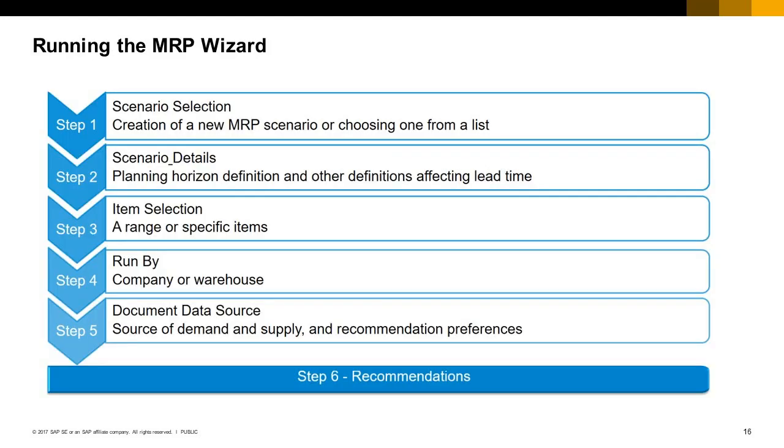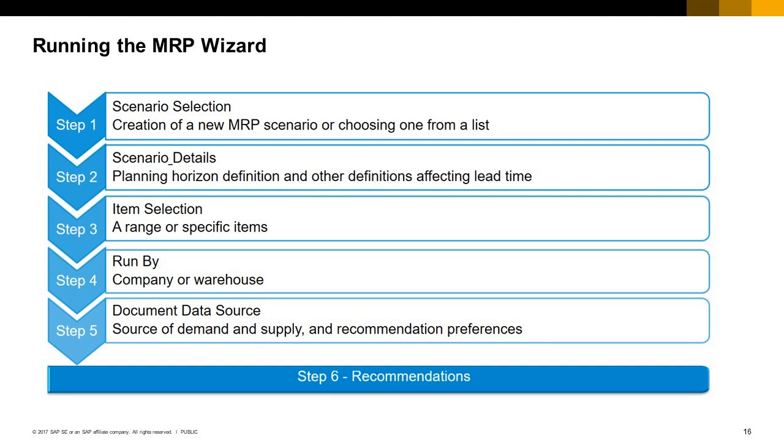After you have defined your planning data, you are ready to run the MRP Wizard. The Wizard is a 6-step process, and the final step presents recommendations derived from the parameters defined in the former steps. In step 1 you can select a scenario or create a new one. Then in step 2 you define a planning horizon of the MRP recommendations and definitions affecting the lead time calculation. After that, in step 3 you choose the items to include in the MRP run.